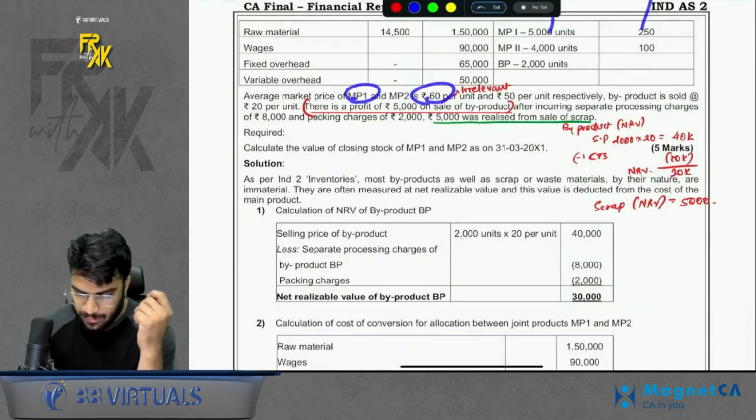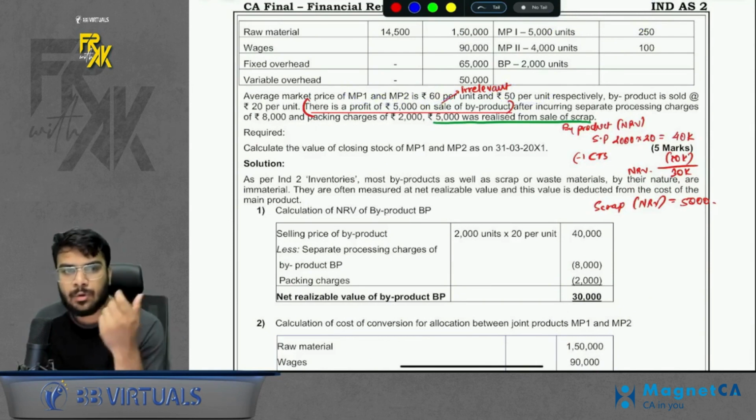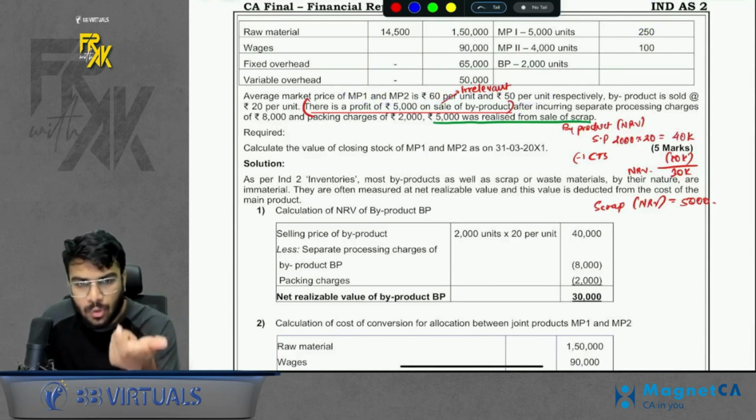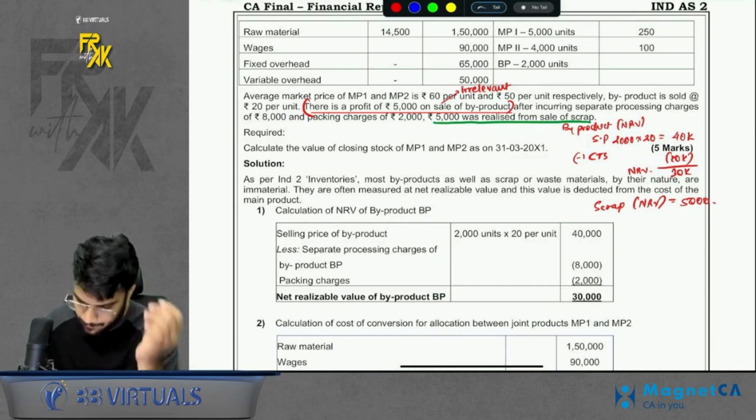The market price of the main product is given. Sir, why is the market price given? Because do you remember, in the case of joint products, the total cost is given. We need to bifurcate the total cost between the main products. How will you bifurcate? In the ratio of sales, right? Okay.